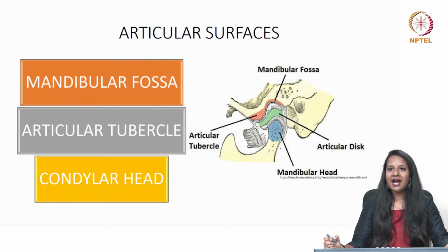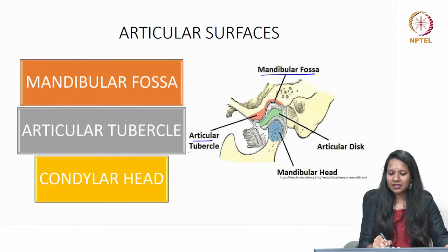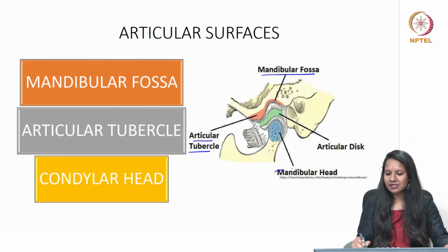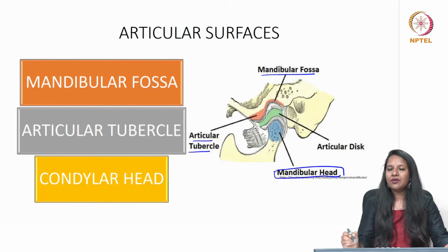So, there are three articular surfaces in this joint. The first one being the mandibular fossa, and the second one is the articular tubercle, and the third one is the condylar head, otherwise known as mandibular head. These three surfaces are the articular surfaces of the temporomandibular joint.